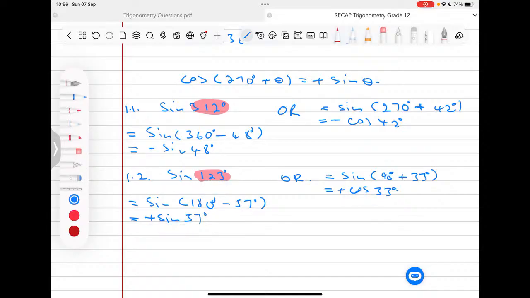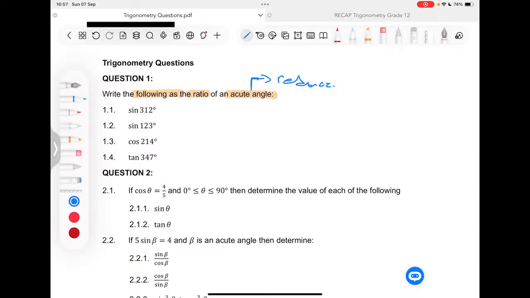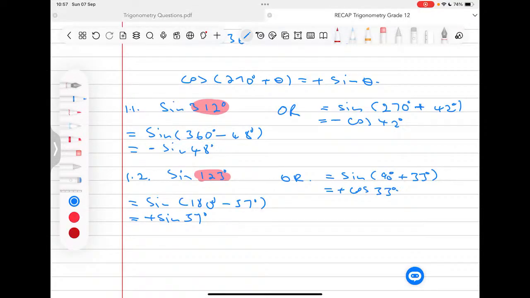Reduction formulas are useful in solving big problems because sometimes when you are able to reduce a big angle like this to a small angle like that, you are actually able to solve or simplify problems, right? Now, I'll move to 1.3, where we are given cos of 214 degrees.